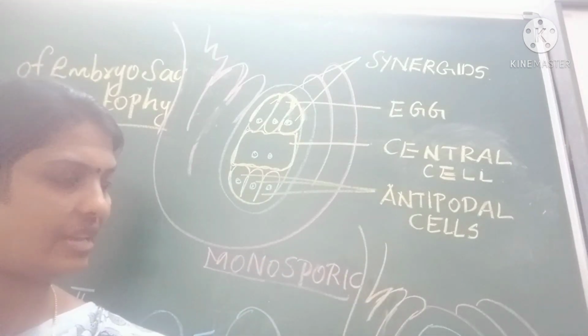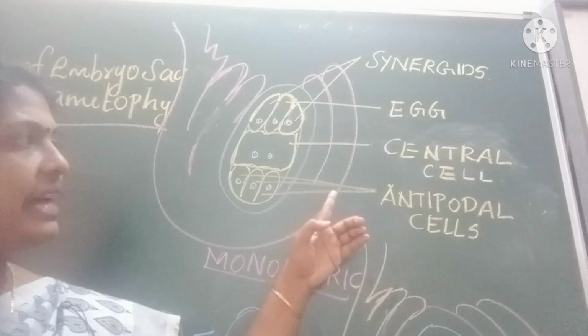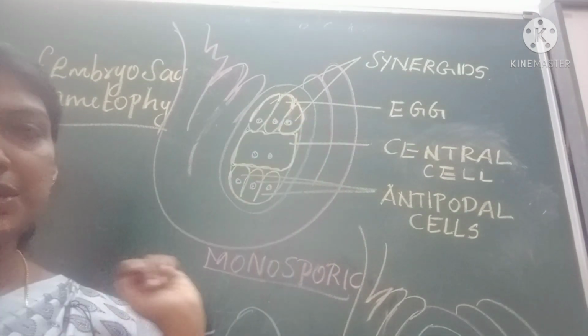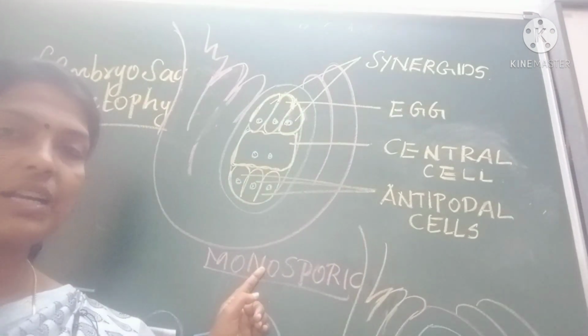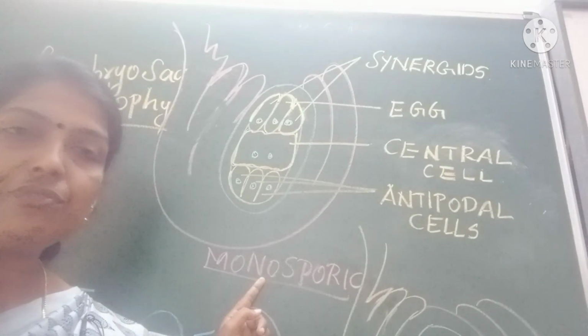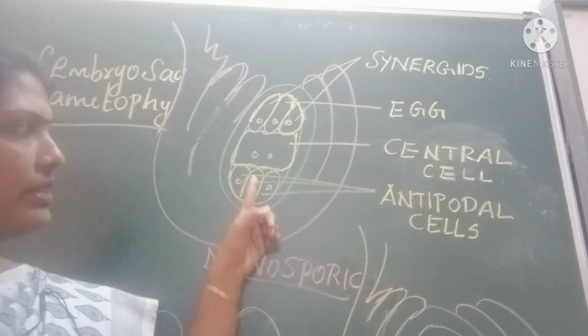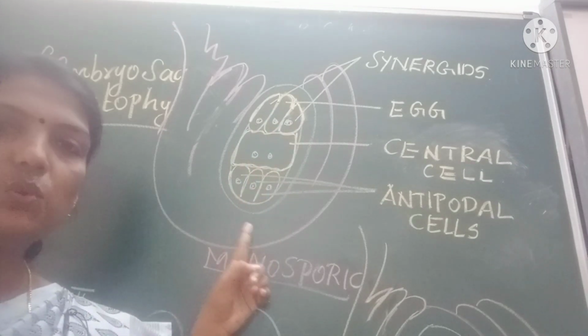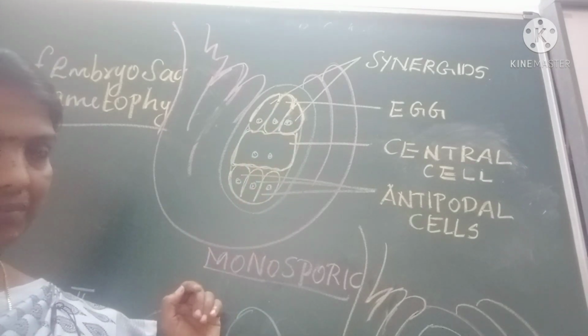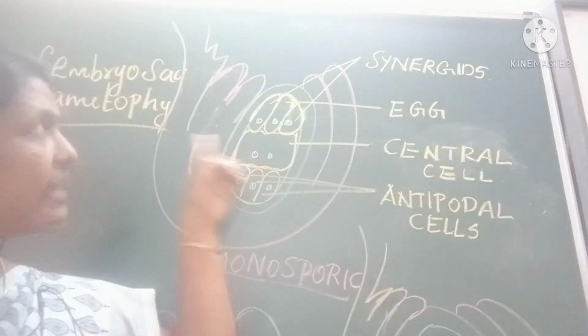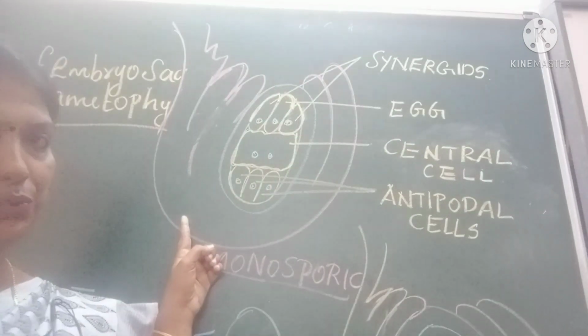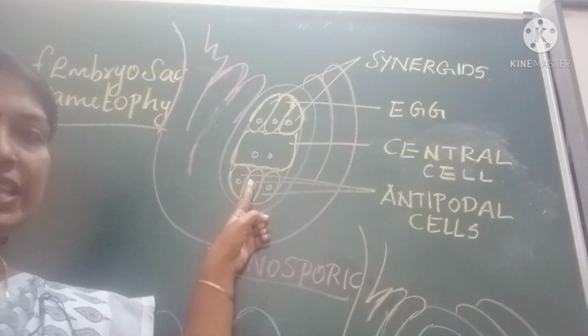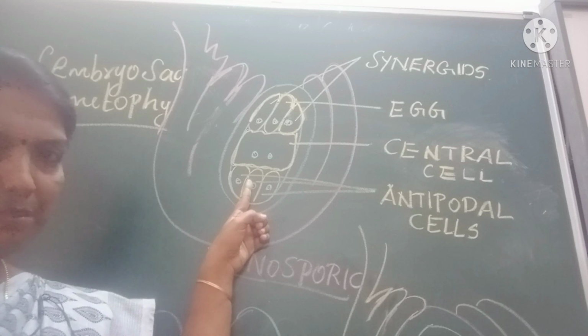After the 8 nuclei, cell wall formation occurs and that leads to the formation of what? Embryo sac. So this formation is called the monosporic type of embryo sac formation, and this embryo sac is called a 7-celled 8-nucleate embryo sac. So this is the structure of the embryo sac and this is the structure of the ovule. Inside the ovule we can see the female gametophyte or embryo sac.